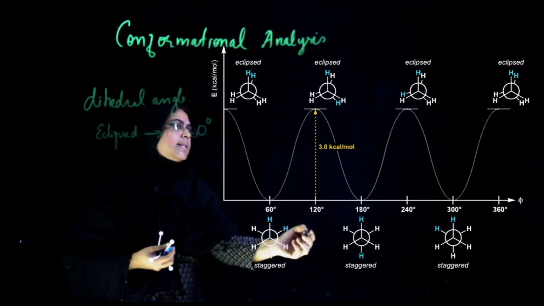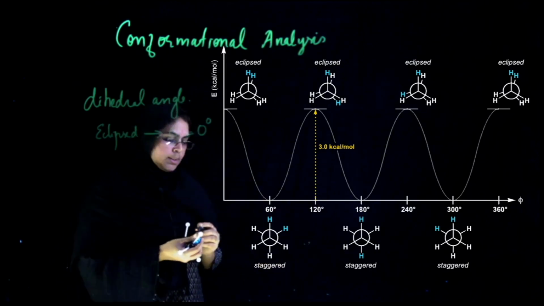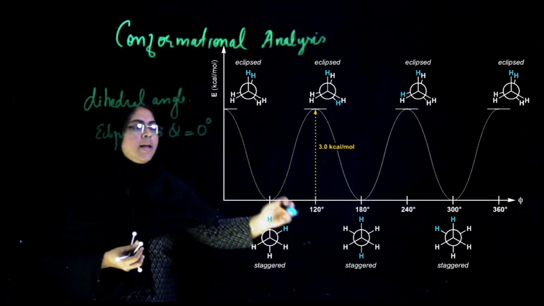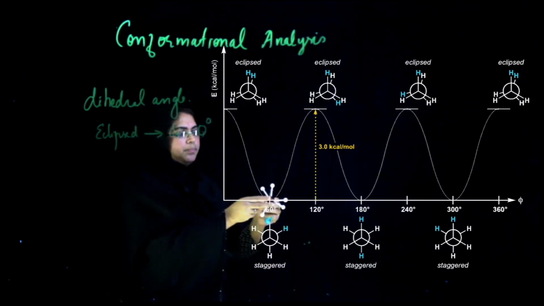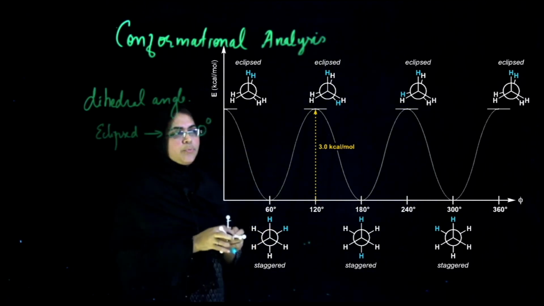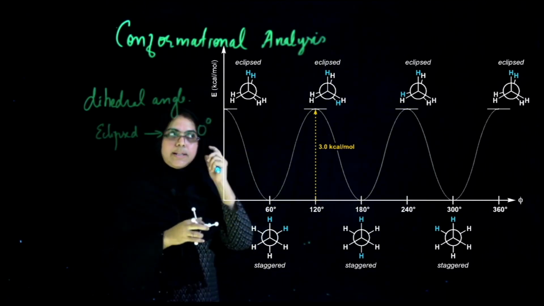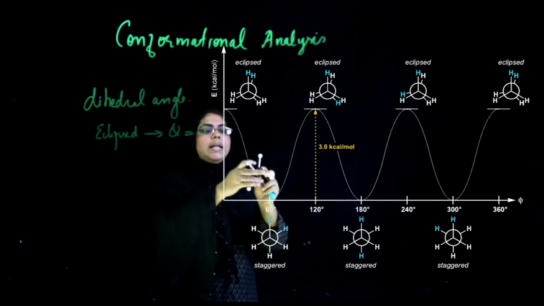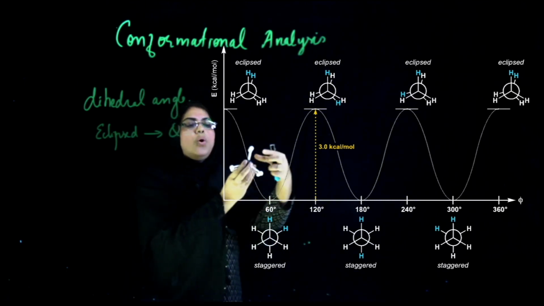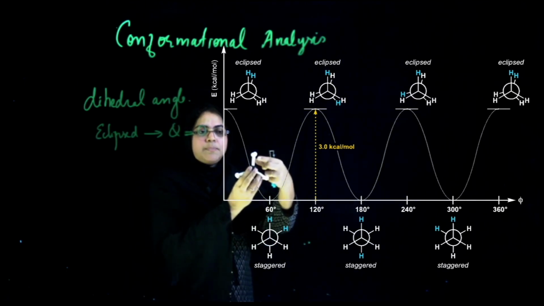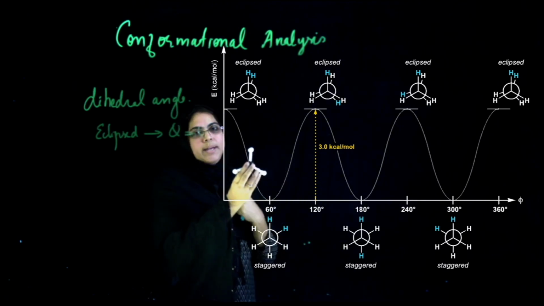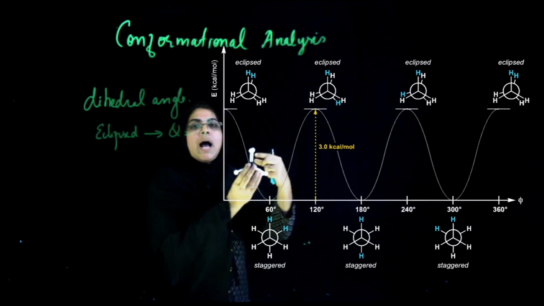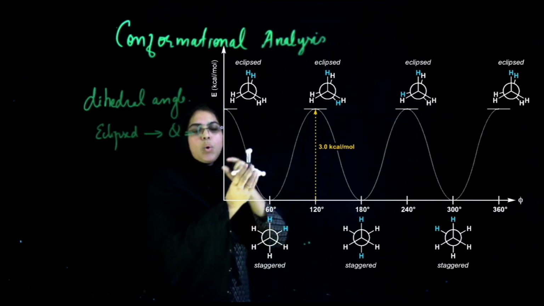In the next case, theta is equal to 60 degrees. When it becomes 60 degrees, it turns to a staggered conformation. So what is the difference between the eclipsed and staggered conformations? In the case of eclipsed, the bonded electron pairs of adjacent carbon atoms are close to each other.